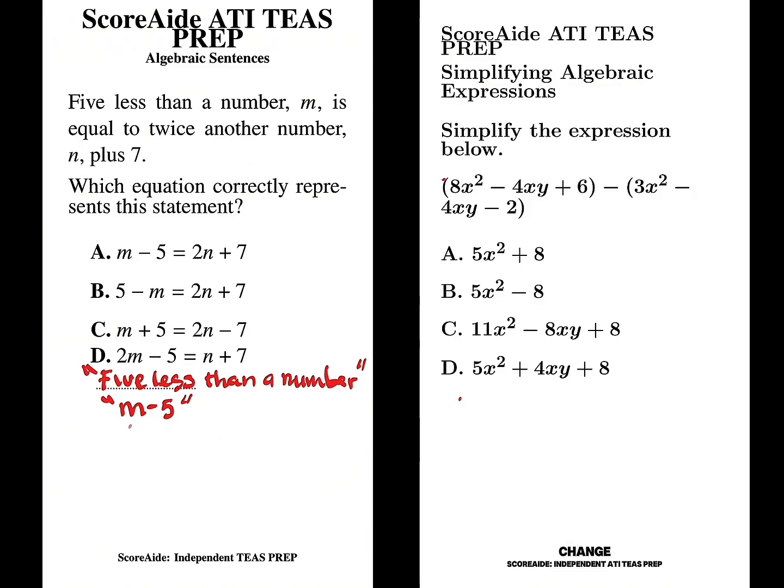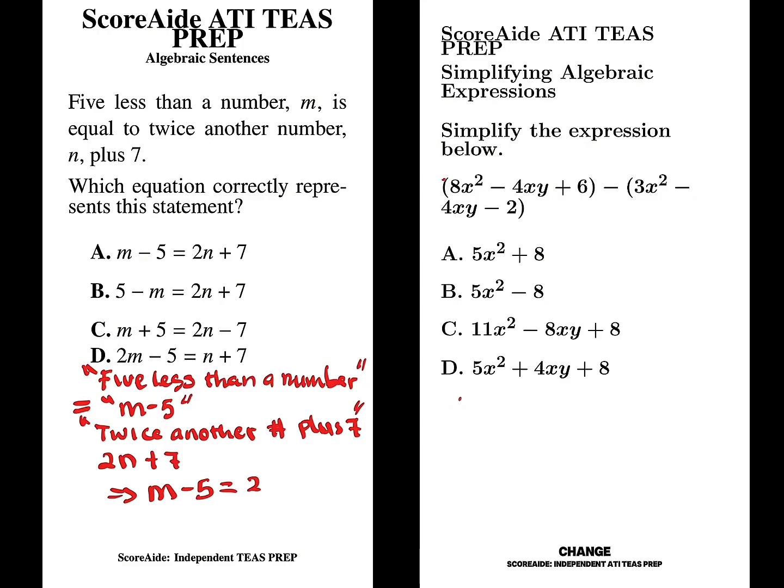And twice another number plus 7. Twice another number n plus 7. So twice another number is going to be 2n plus 7. So if these statements are equal, it means that m minus 5 is going to be the same as 2n plus 7. And that is the answer, right? That is going to be the answer, and the answer here is going to be A, right? Perfect.